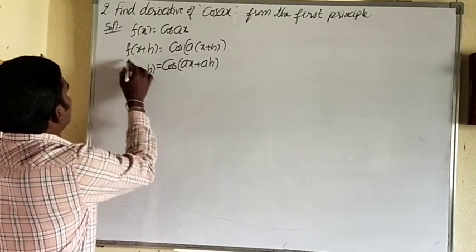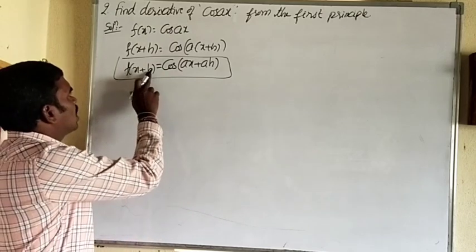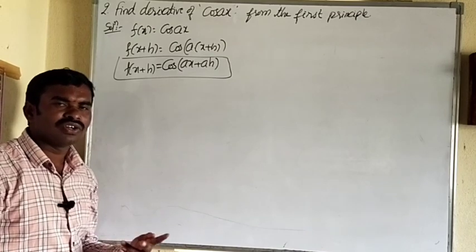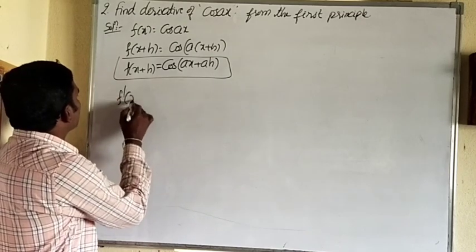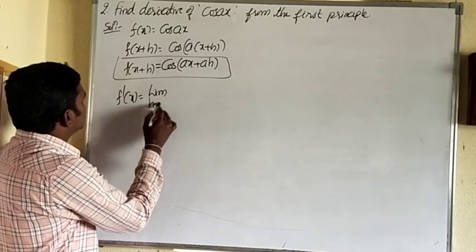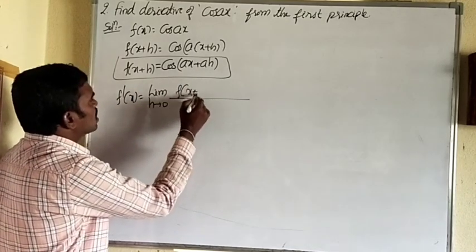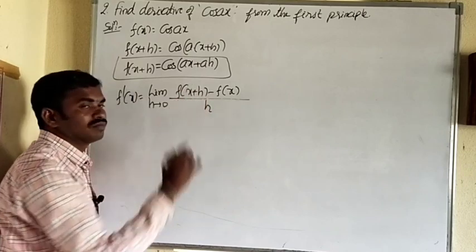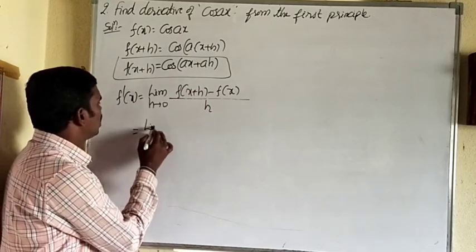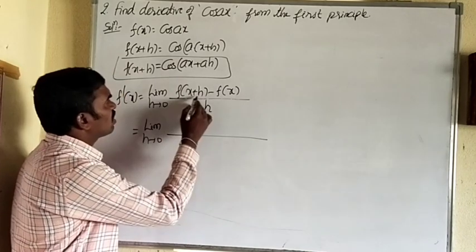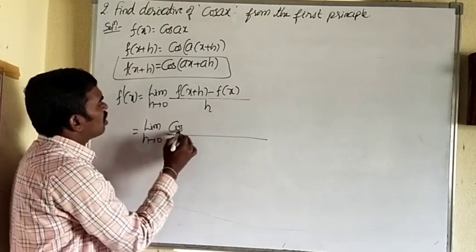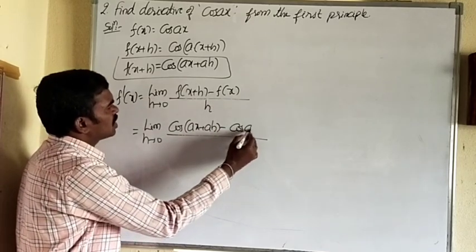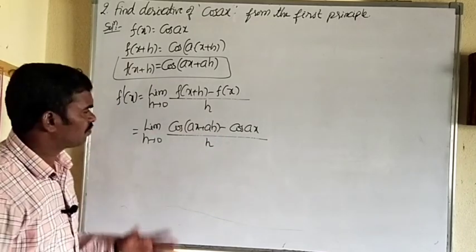Next what? Immediately write the first principle formula. What is the formula? Limit h tends to 0. So f dash of x is equal to limit h tends to 0 f of x plus h minus f of x by h. Very good. So which is equal to limit h tends to 0, what is f of x plus h? Cos of ax plus ah, and minus what is f of x? Cos ax by h. Same.